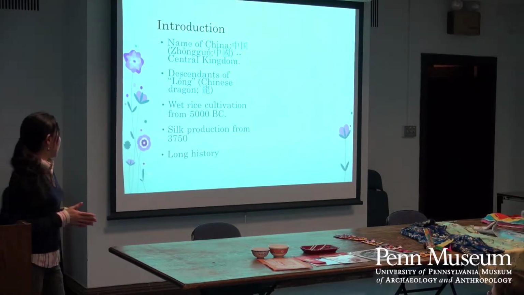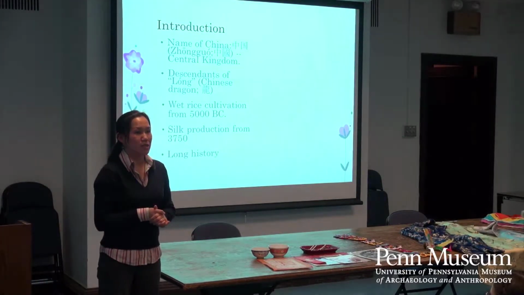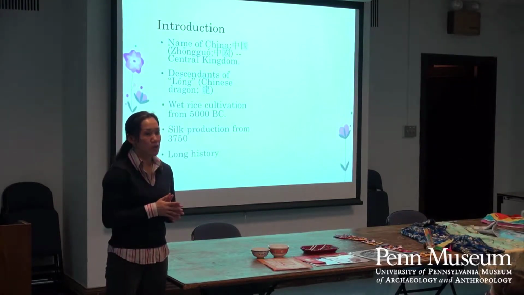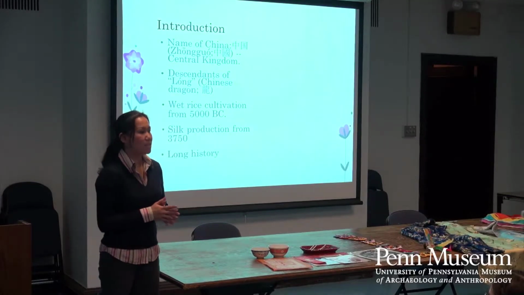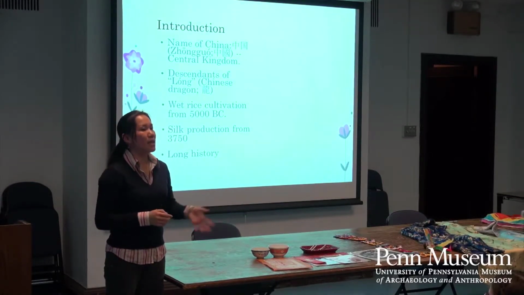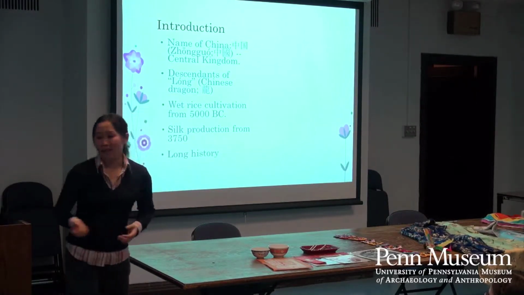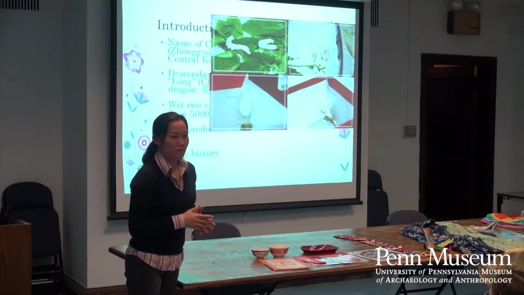And another important product from China is silk. Some of you just now mentioned silkworm. Okay, so Chinese started making silk, authentic silk, from 3750 BC. Okay, it has been a long time, and the way that people produced silk back then is still used today. And anyone here raised silkworms before?